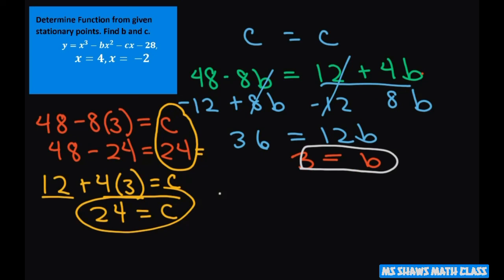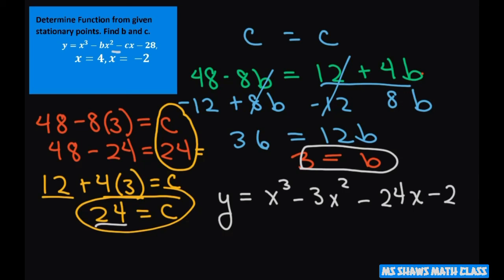So now we can determine our function. You just substitute your b and c into the equation. y equals x cubed minus b, so that's minus 3x squared. Now we have a negative here, so write negative 24x minus 28.